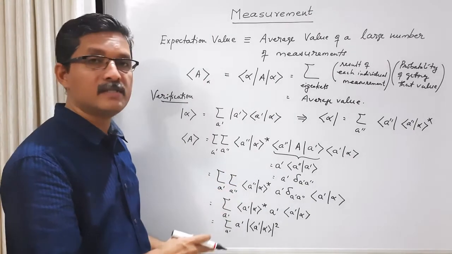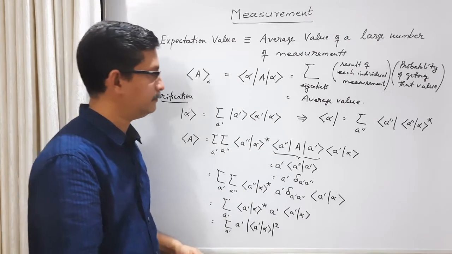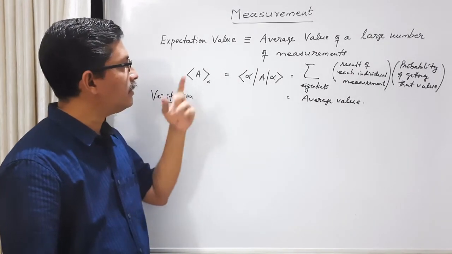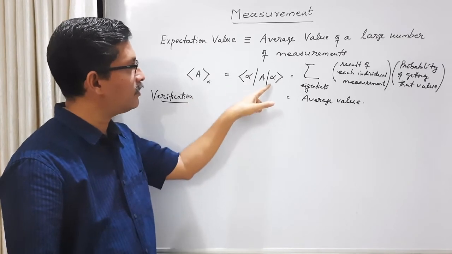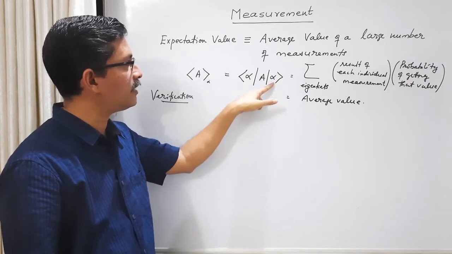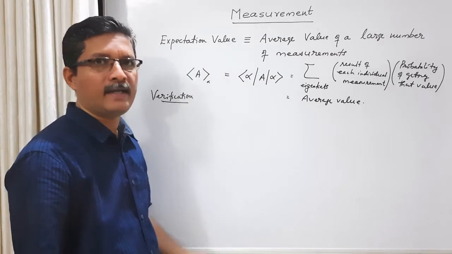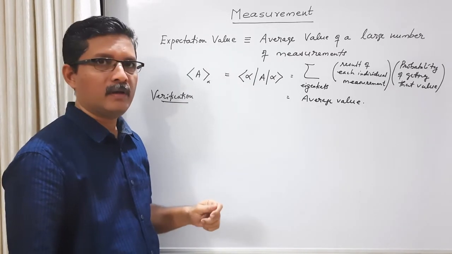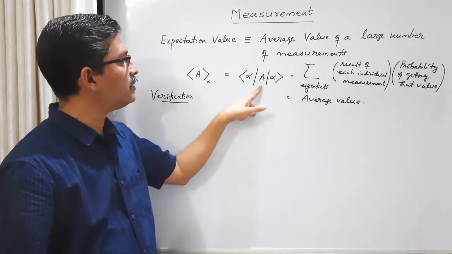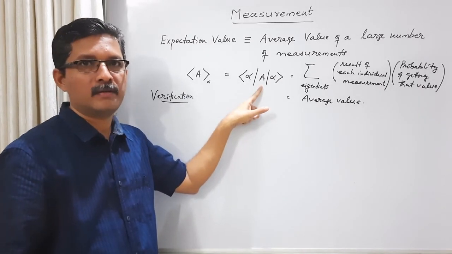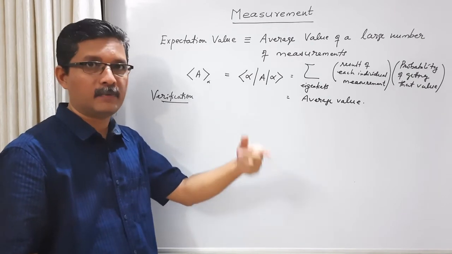Now let us look at an easier way of getting the same result. In the earlier method, we expanded ket alpha and bra vector alpha in terms of the eigenkets of operator A. Now an easier method is to take this operator A and express it in terms of its own eigenkets. This we have done in the previous class.